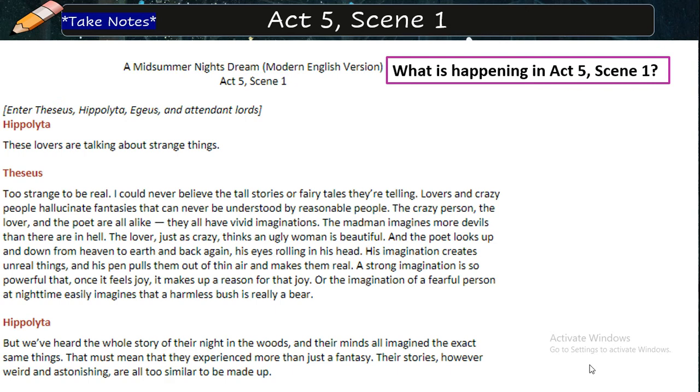So, annotations will look a bit like this. I will go ahead and read aloud to you. Enter Theseus, Hippolyta, Aegeus, and attendant lords.